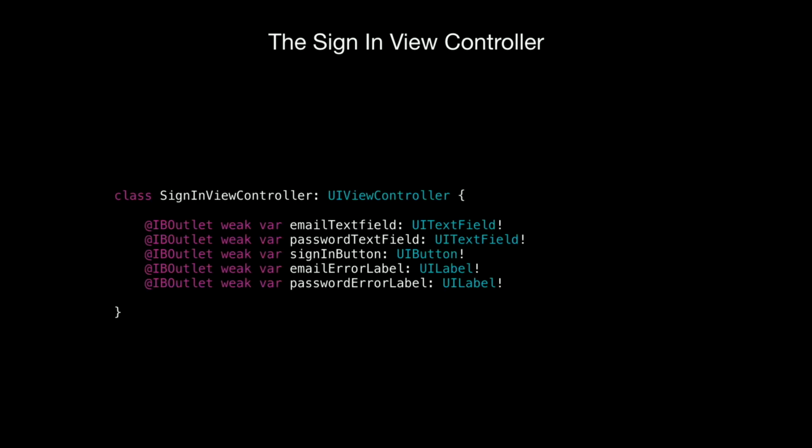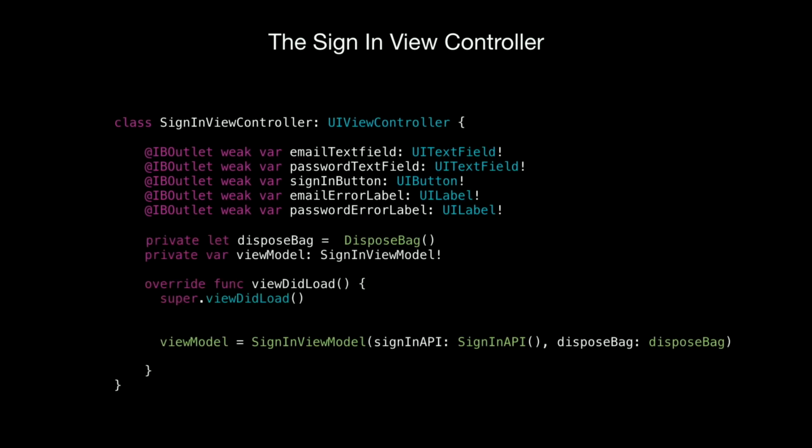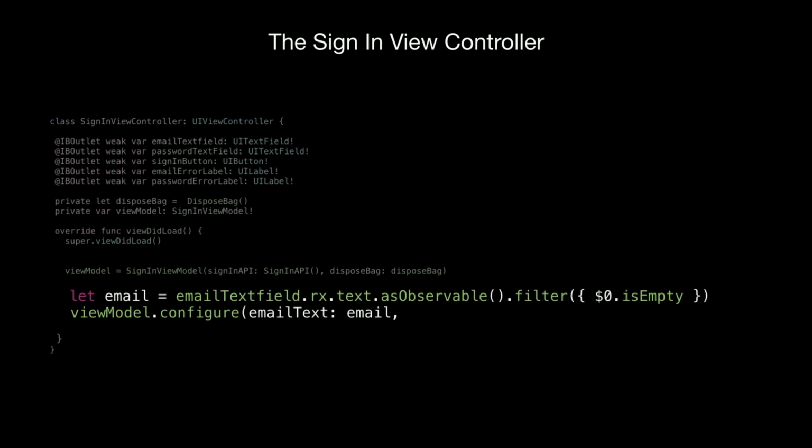So, the sign-in view controller. It has the outlets for all the UI elements that we saw earlier. And in viewDidLoad, we initialize our view model with a sign-in API and a dispose bag. And then the view controller constructs the inputs of the view model.